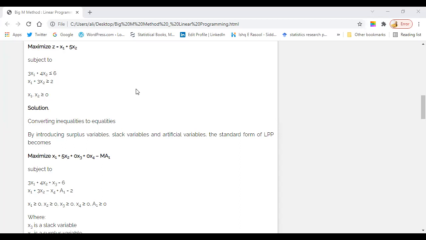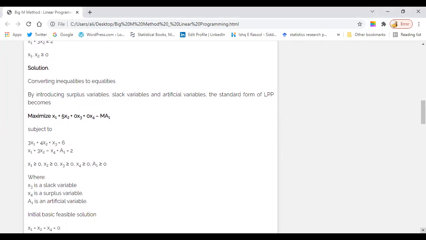So for the solution with the M method, first we will convert the inequalities to equalities by introducing surplus variables, slack variables and artificial variables. The standard form of the linear programming problem becomes maximization of x1 plus 5x2 plus 0x3 plus 0x4, with the two slack variables x3 and x4. In practice class, we use S1 or S2 as the slack variables, but we can use x3 and x4 also. And minus MA1, where A1 is our artificial variable.